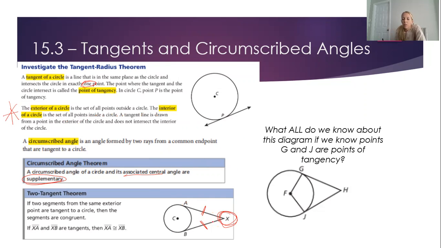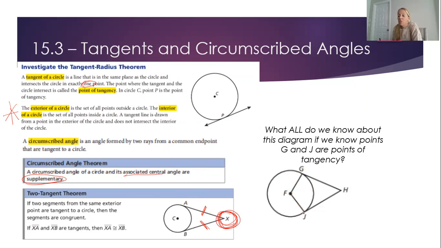So if two tangents intersect outside the circle at the same point, in this case, that would be X, then we know this segment AX, this segment BX are congruent. All right, so then let's use that to come over here and answer this question. What all do we know about the diagram if we know points G and J are points of tangency? Well, I've already given it away a little bit. Let's see if you can pick it up. G and J are points of tangency.